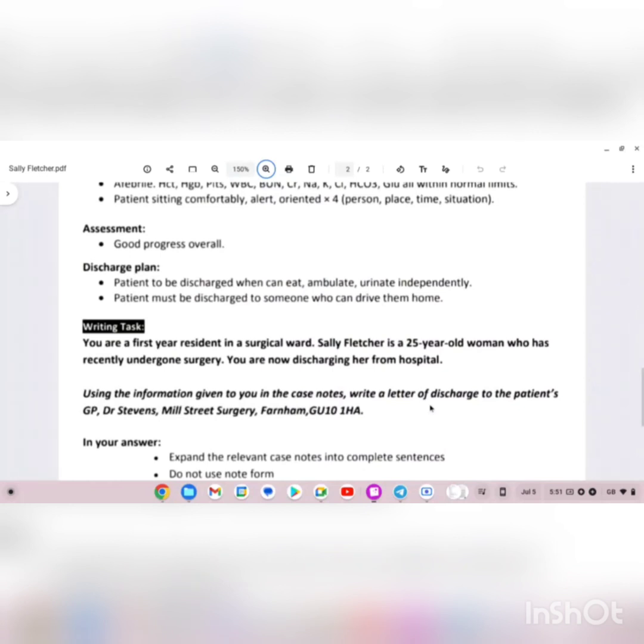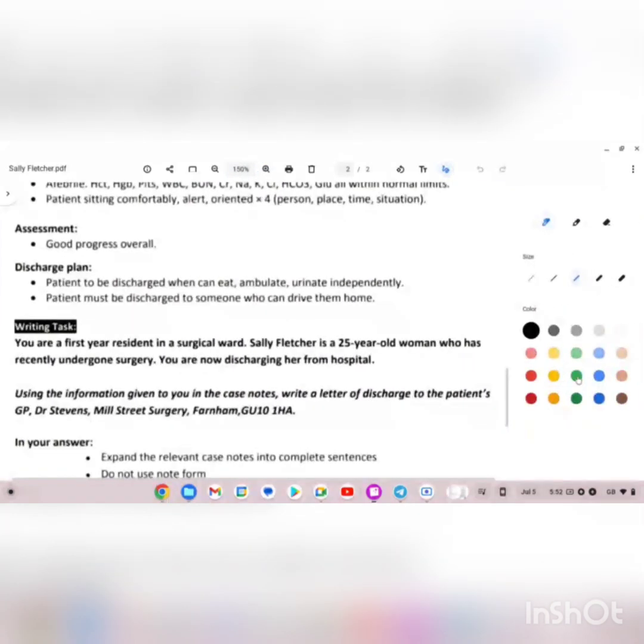This is a very simple letter, but your word limit is 180 to 200. You have to keep an eye on your word count because there are limitations when you check the case notes. So here we can identify two things first. To whom are we writing? The patient's own GP, and the address is clearly given here.